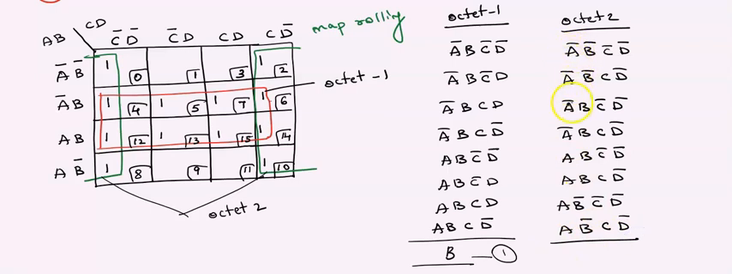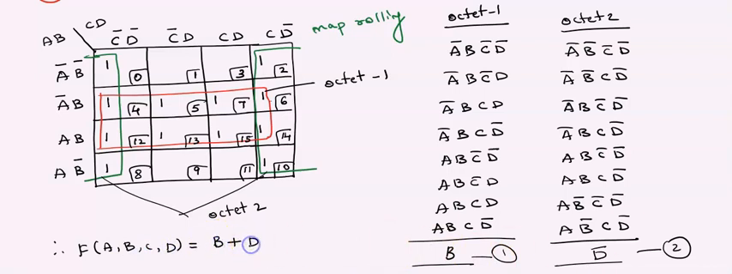Now let me reduce it. A complement A, we got opposite, leave it. B complement B, we got opposite, leave it. C complement C, we got opposite, leave it. D complement, it is same. So this is my D complement. So this is my expression 2. Now we can write here the output, f of A, B, C, D is equal to expression 1 which is B plus expression 2 which is D complement. Okay, so this is my final output. Any doubts? Is this clear?